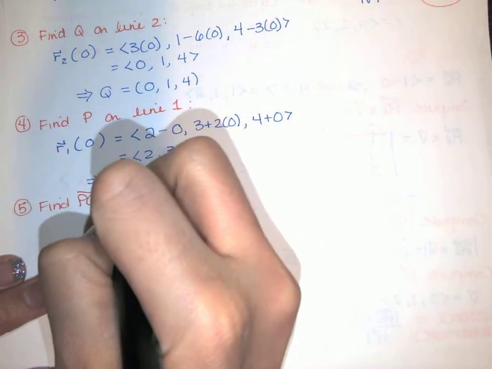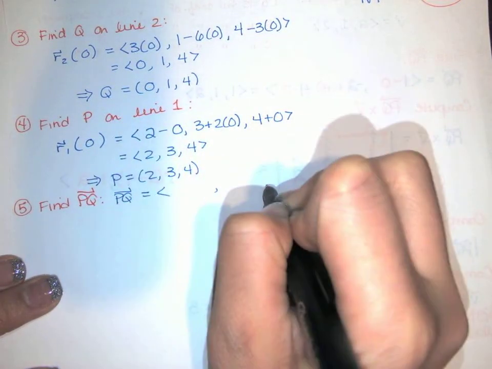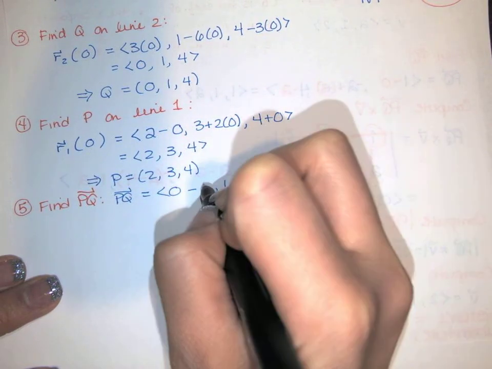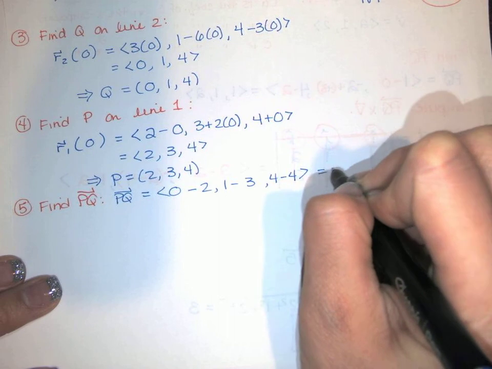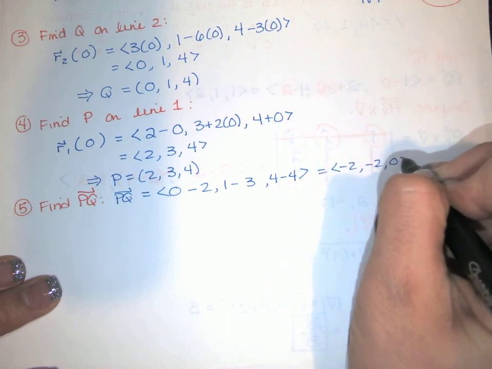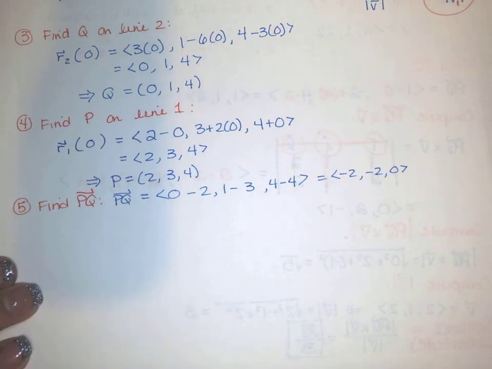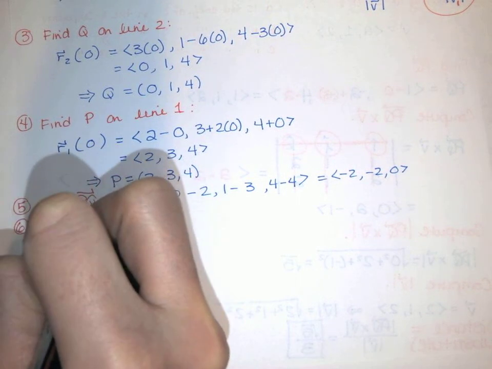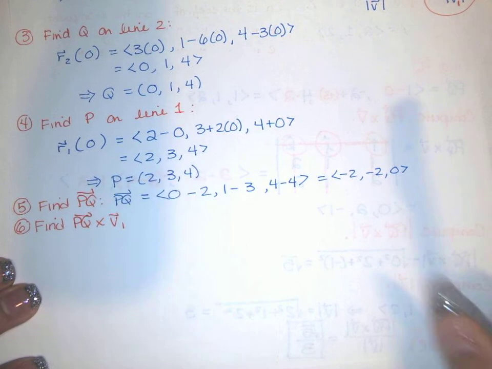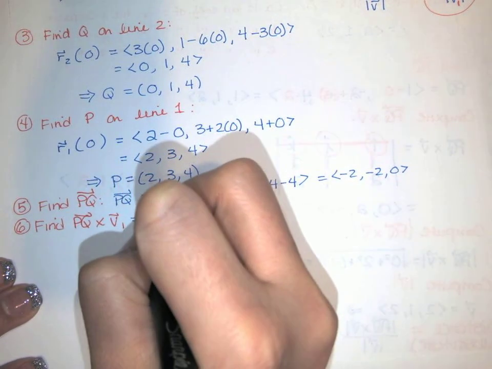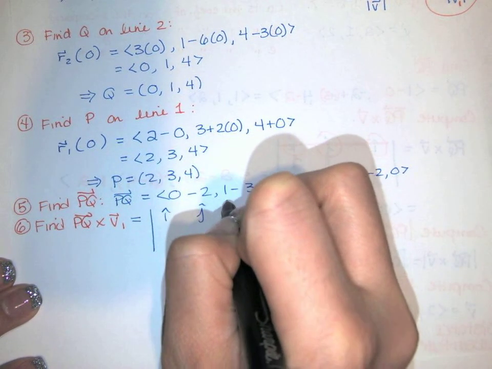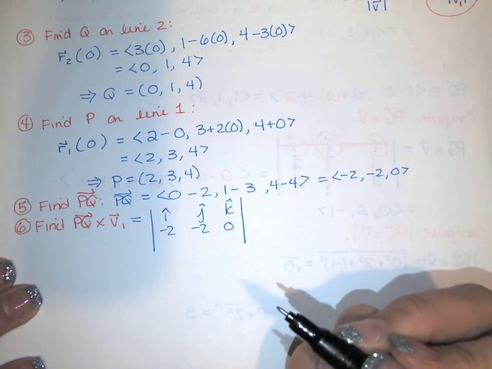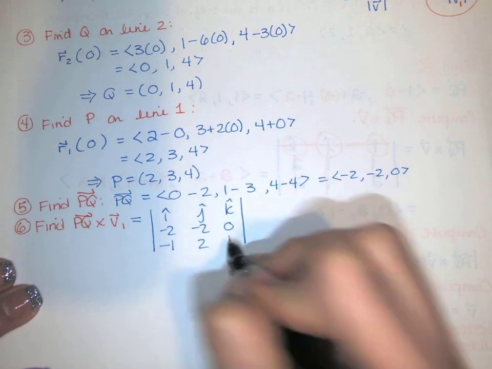So we use the coordinates of the terminal point and subtract the coordinates of the initial point. So we get -2, -2, 0. Now we want to find the cross product of PQ and V1. So I'm going to use my determinant form. V1 has components -1, 2, +1.